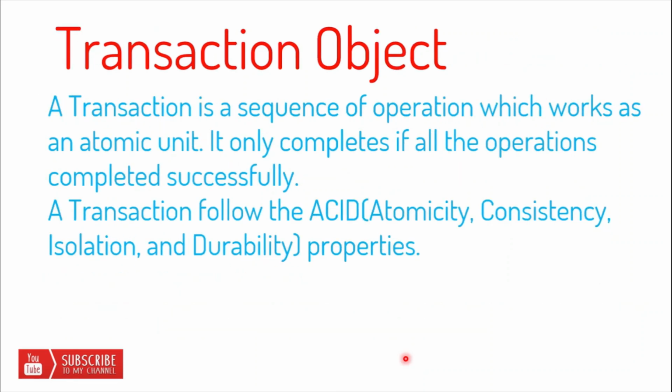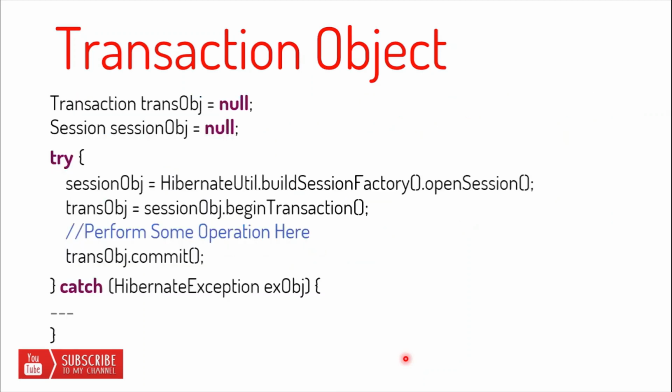Next is transaction object. A transaction is a sequence of operations which work as atomic unit. It only completes if all the operations inside the transaction are successful. A transaction follows the ACID properties of database. ACID means atomicity, consistency, isolation, and durability. Now let's see an example with code how the transaction object is created.